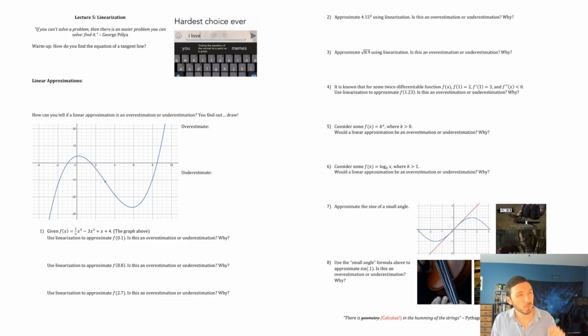Hey, math people, we're looking at linearization today, which is our fifth lecture through the contextual applications of differentiation chapter in Calculus 1. So what we're going to do is connect it to the tangent line right away because it's more or less the tangent line. We'll look at it graphically, understand how it connects to over and underestimations and how it curves, and then just look at some examples.